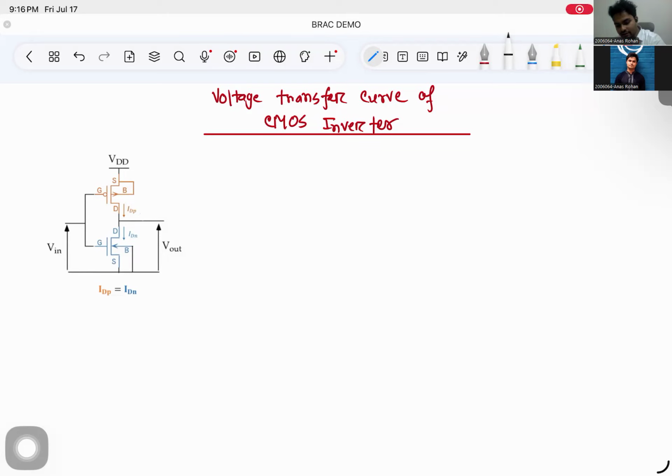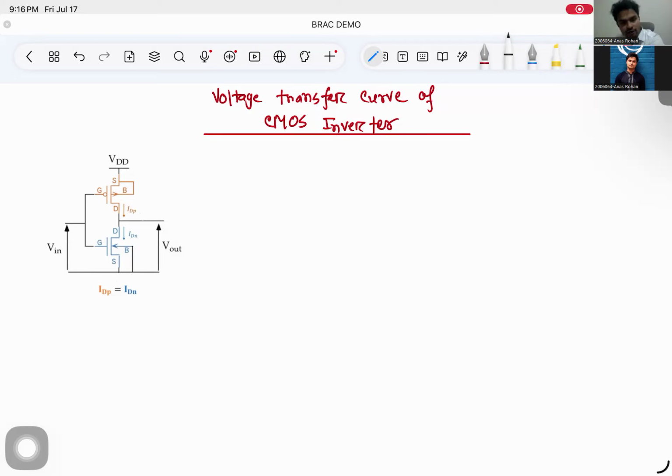We know that for VLSI circuit design, the most important circuit is a CMOS inverter. So we will start with that. We'll learn the transfer curve of a CMOS inverter. We can see on the left-hand side, a CMOS inverter consists of a PMOS and an NMOS in series, and the current of the PMOS and NMOS, as they are in series, will be equal.